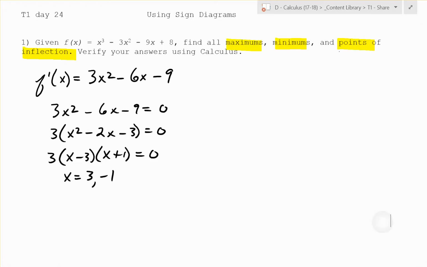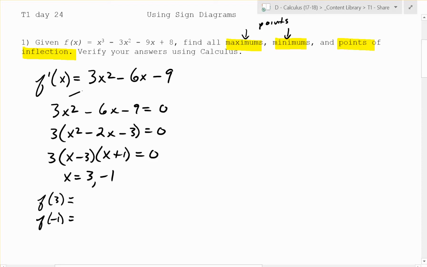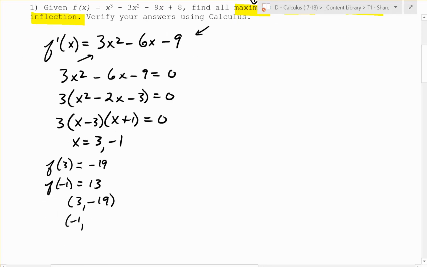And we're trying to find points. So for maximums and minimums, by default, find points. So let's just find those now, meaning what is f of 3? And what is f of negative 1 to get the y values for each case? If you plug in 3 into this equation, you end up with negative 19. And if you plug in negative 1 into the original function equation, you end up with 13. So we have 2 points here. We have 3 comma negative 19, and we have negative 1 comma 13.